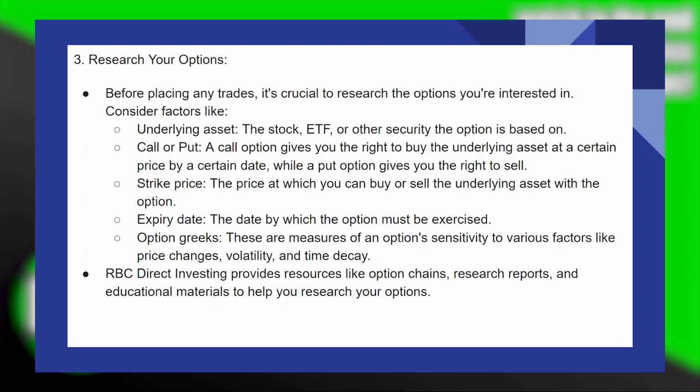A call option gives you the right to buy the underlying asset at a certain price by a certain date, while a put option gives you the right to sell. The strike price is the price at which you can buy or sell the underlying asset with the option, and the expiry date is the date by which the option must be exercised. These are measures of an option's sensitivity to various factors like price changes, volatility, and time decay.